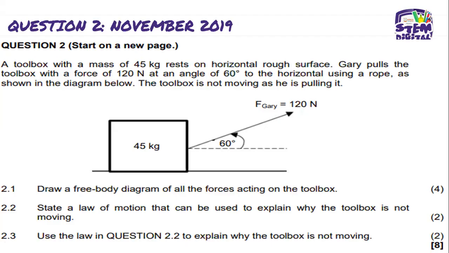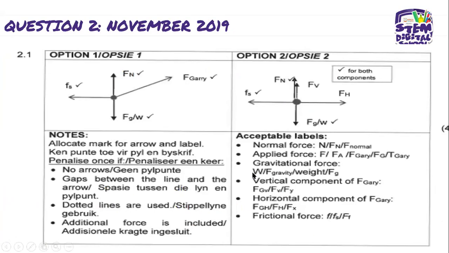Now, the first question says, draw a free body diagram of all the forces acting on the toolbox. If I want all the forces that are acting on the toolbox, remember, we definitely draw for ourselves a free body diagram. This is how our free body diagram is going to look. Number one, we have the force of gravity that is going downwards. And then we have the normal force that is going upwards.